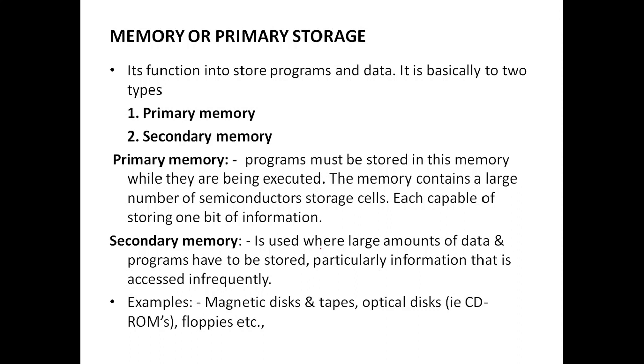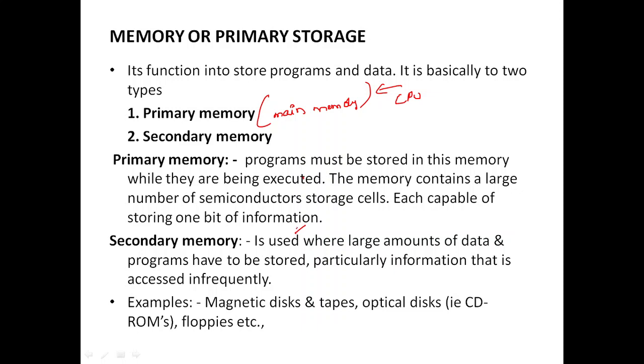Here there are basically two types of memory. The first one is the primary memory, and the second one is the secondary memory. Primary memory we can also call the main memory. The CPU will contact only this primary memory, but not the secondary memory. Programs must be stored in this memory while they are being executed. The memory contains a large number of semiconductor storage cells, each capable of storing 1 bit of information.